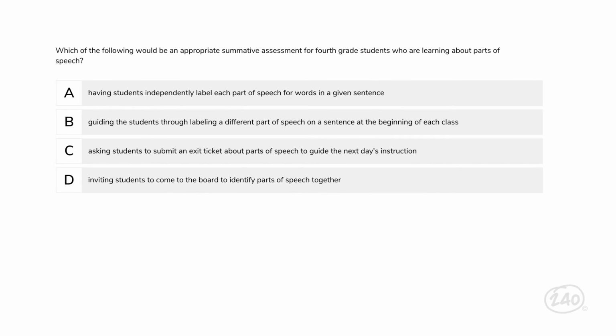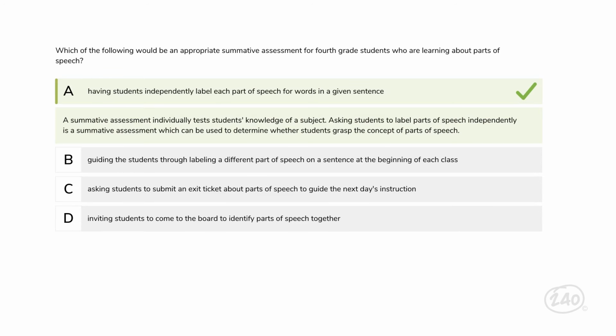Here it is, from Assessment of Developing Literacy. Which of the following would be an appropriate summative assessment for 4th grade students who are learning about parts of speech? Having students independently label each part of speech for words in a given sentence? Guiding the students through labeling a different part of speech on a sentence at the beginning of each class? Asking students to submit an exit ticket about parts of speech to guide the next day's instruction? Inviting students to come to the board to identify parts of speech together? This is the correct answer.